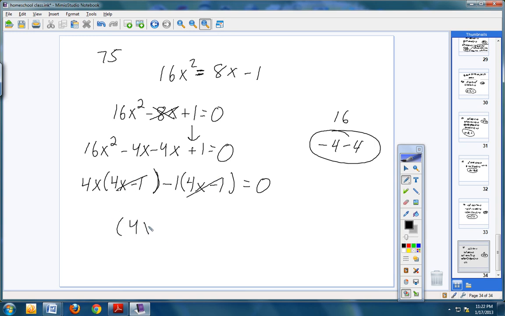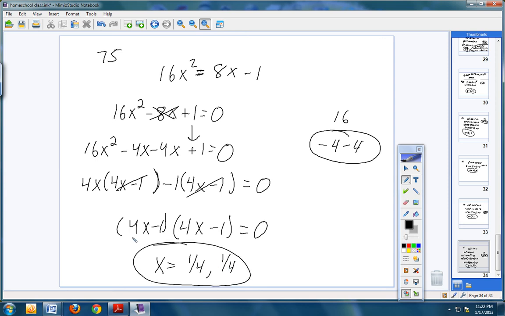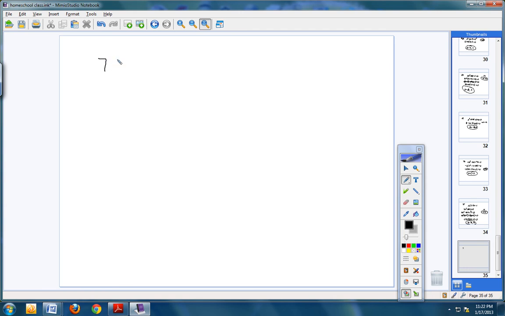So now you have 4x minus 1, and then the other parentheses we write what's on the outside, so 4x minus 1. And that will happen sometimes. So now if you take each group and set each group equal to 0, you will get 1/4 for an answer. You'll get the same answer for both of those. If you want to write 1/4 twice, I really don't care. There's no need for that, but that's fine. Okay, moving on to problem number 77.